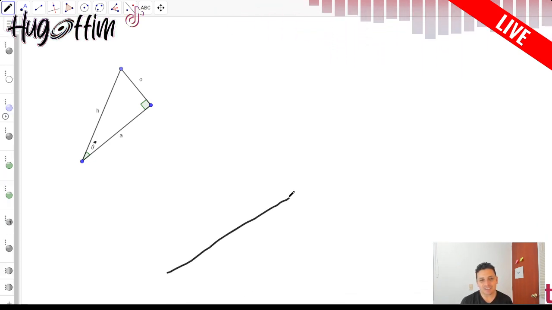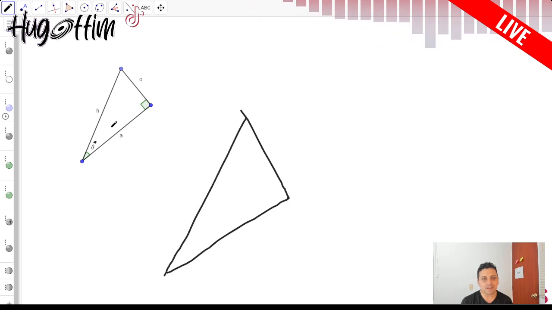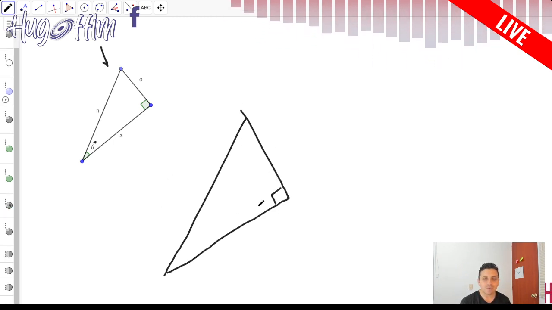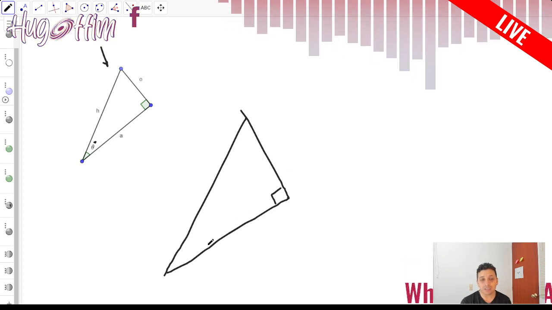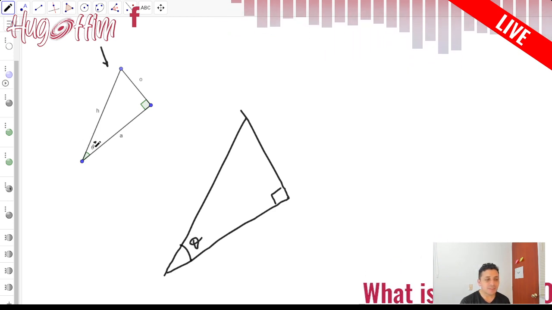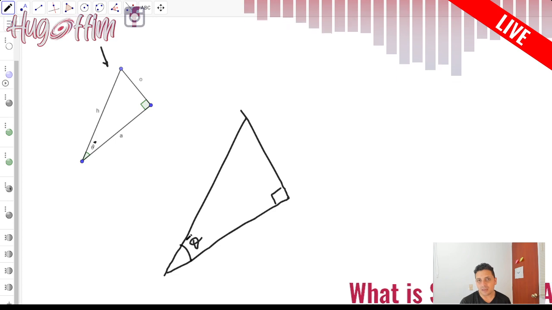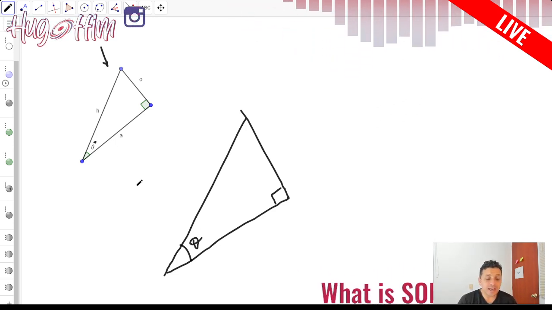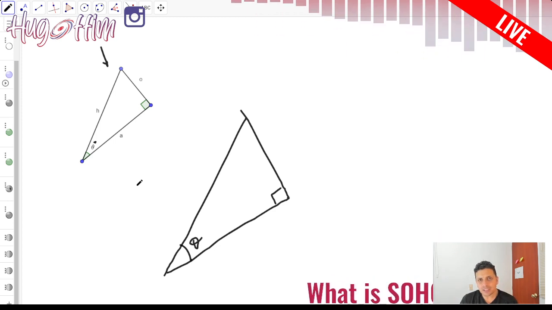And imagine that this triangle is going to be similar to another right triangle that is here. So if I want this triangle to be similar to this triangle, what I'm going to verify is that this angle is congruent. This is the idea. So if the angle here is theta, the angle here is going to be theta as well. That is how we can understand trigonometric ratios.